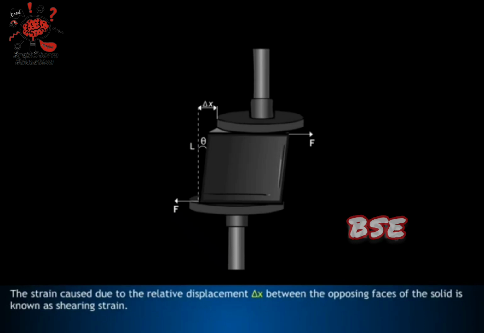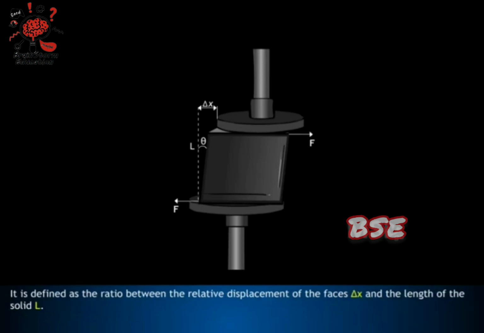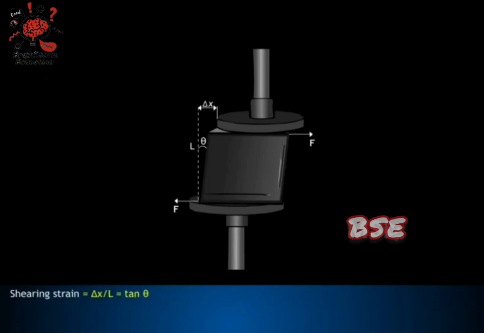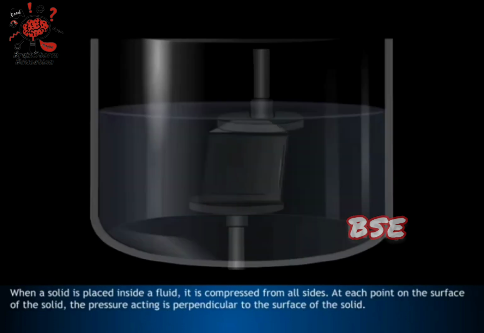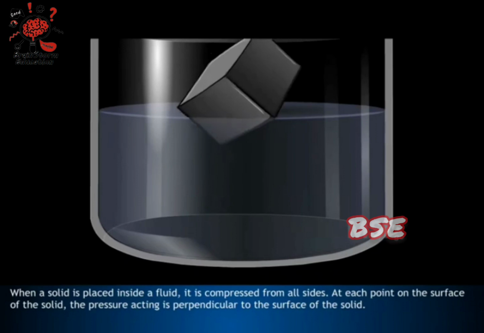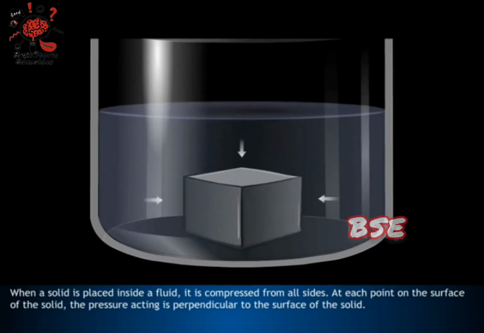The strain caused due to the relative displacement delta x between the opposing faces of the solid is known as shearing strain. It is defined as the ratio between the relative displacement of the faces delta x and the length of the solid L. Shearing strain equals delta x by L equals tan theta. Here, theta is the angular displacement of the solid from its original position. When a solid is placed inside a fluid, it is compressed from all sides.